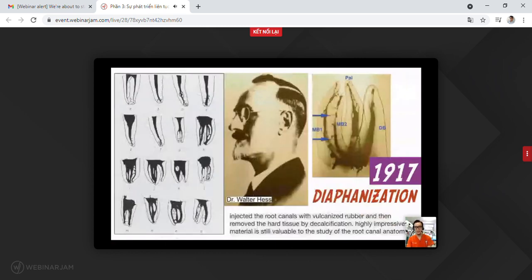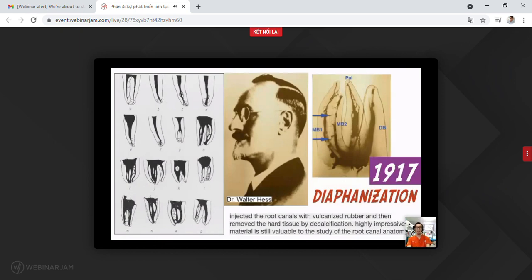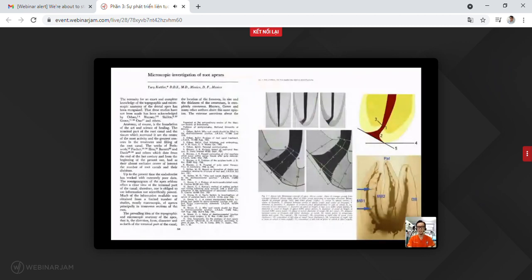And then in 1917, Dr. Walter Hess tried to research the canal anatomy more, learning about the variances and the portals of exit of every canal system. In 1917 we saw that the root canal itself is very much unpredictable.